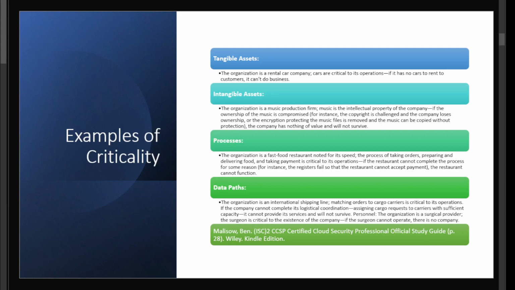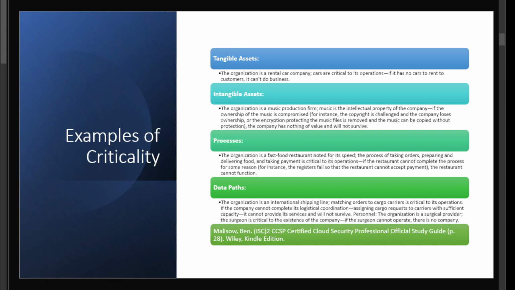An example of criticality for intangible assets. The organization is a music production firm. The music is intellectual property of the company. If the ownership of the music is compromised, for instance, the copyright is challenged and the company loses ownership, or the encryption protecting the music files is removed and the music can be copied without protection, the company has nothing of value and will not survive.